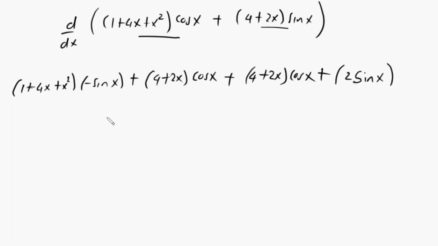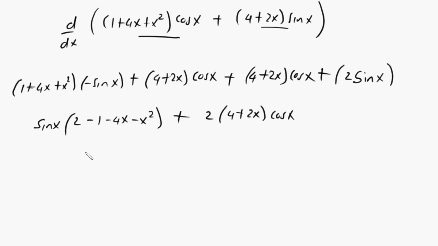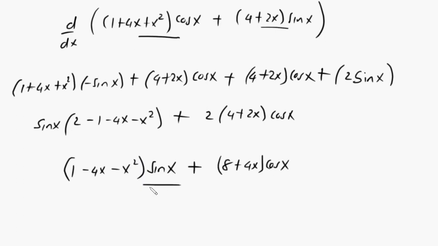So what do I get now? I can take out sin x. So I get, this negative comes here and becomes minus 1 minus 4x minus x squared. Plus, you can see this and this are similar, so it's just 2 times 4 plus 2x times cos x. So what's my final answer? My final answer is just going to be 1 minus 4x minus x squared times sin x plus 8 plus 4x times cos x. So this one is the second derivative of the function we started with. So this is our answer.